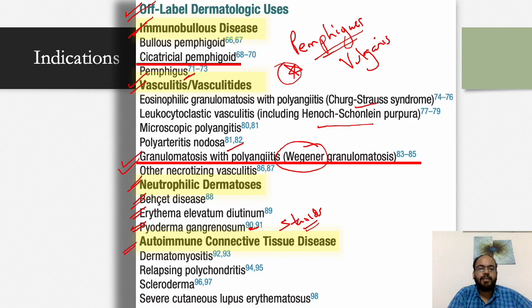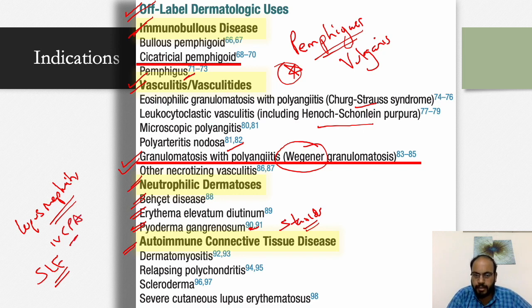Autoimmune connective tissue disorders. Now we know that SLE is an important indication for cyclophosphamide, and patients who have lupus nephritis do benefit a lot from IV cyclophosphamide pulse. It's one of the initial indications of monthly IV cyclophosphamide pulse. One point to keep in mind is that in cicatricial pemphigoid, they have found that ocular mucosal involvement responds very well to cyclophosphamide. Okay, so just one point to remember.